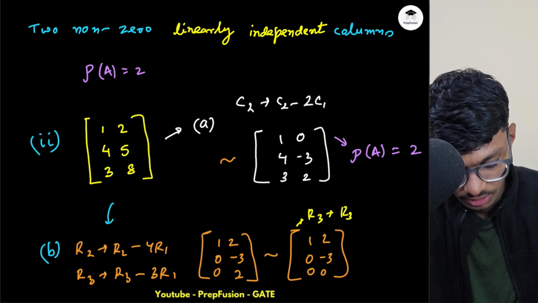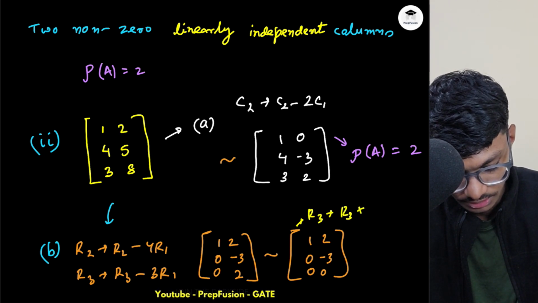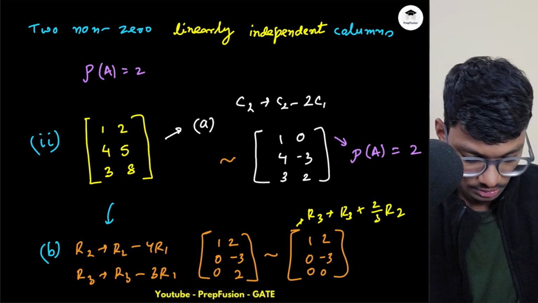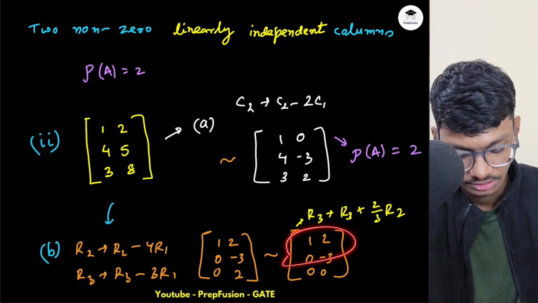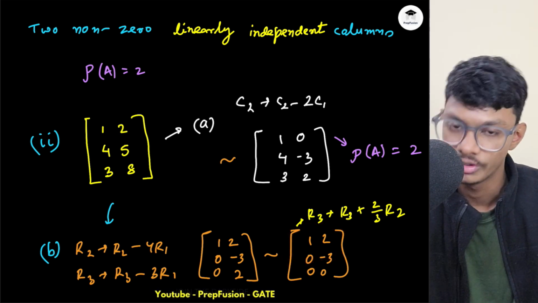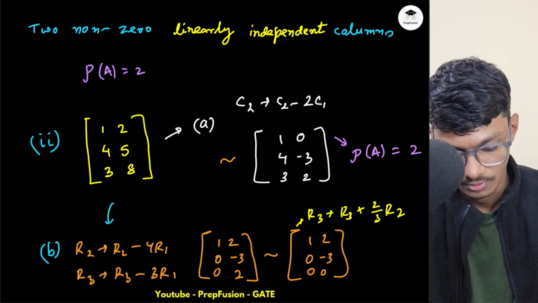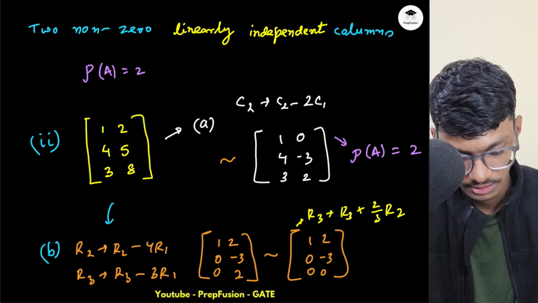R3 is changed to R3 plus 2 by 3 R2. Okay, so 2 by 3 R2. So this is how you make it 0. Now I can see there are two independent rows. So if I have two independent rows, obviously my rank will be 2. Two independent non-zero rows.